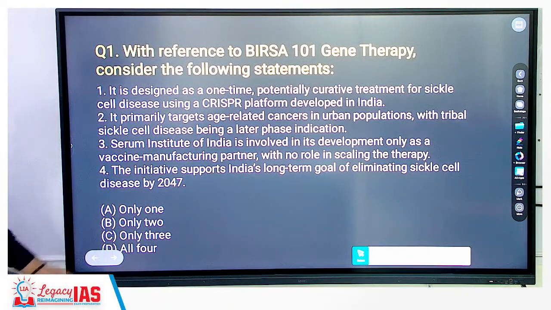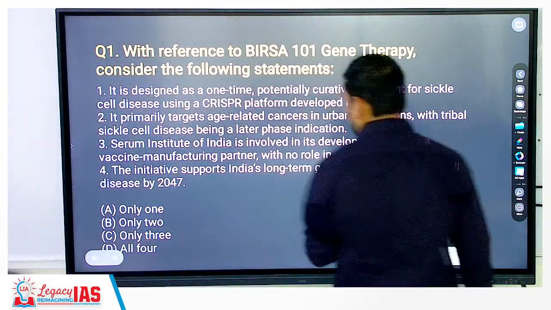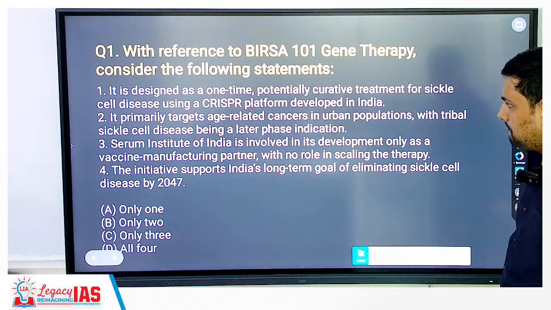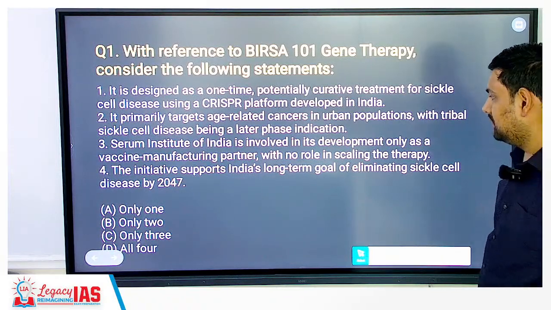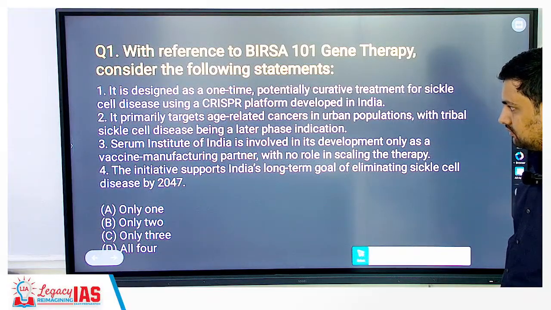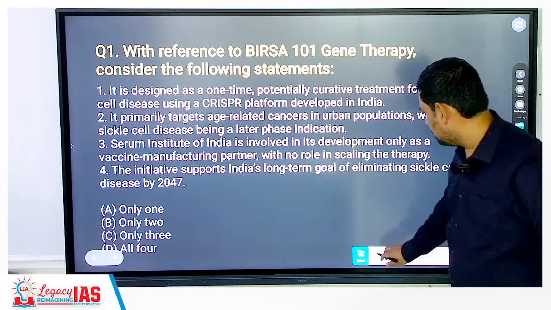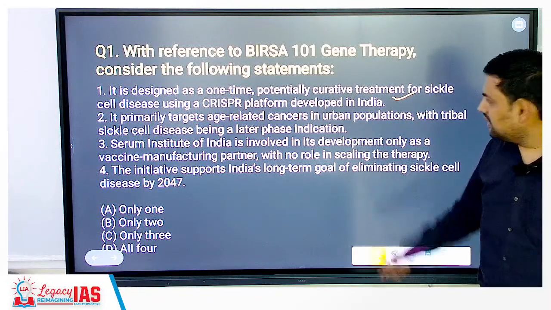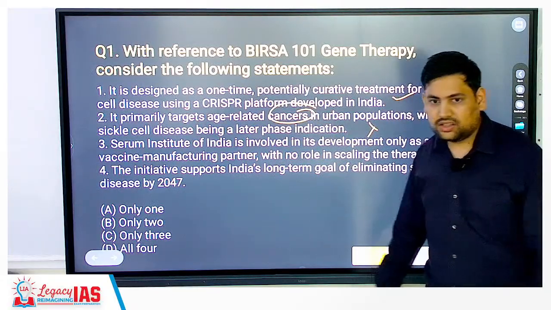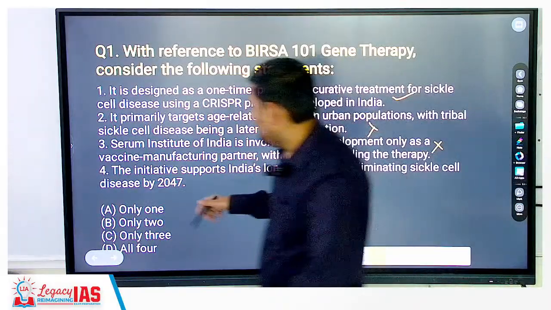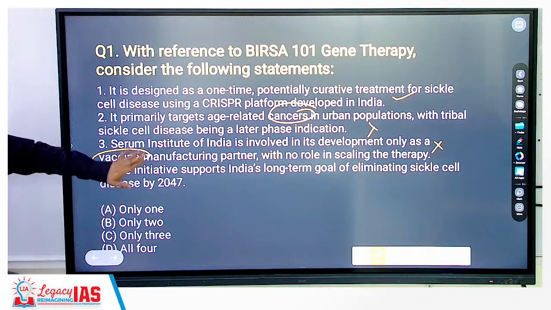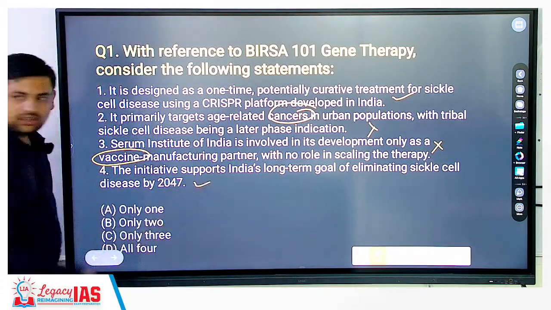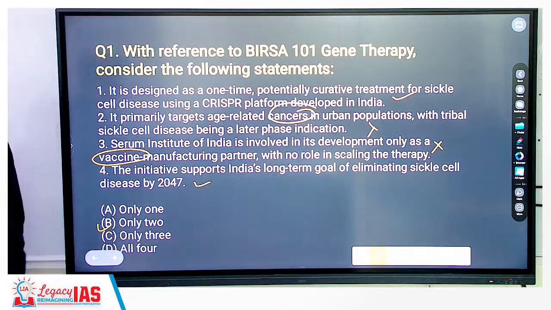Options are only 1, only 2, only 3, all 4. Which one is correct? First one is correct. Then second one, this is not correct. Why? Because this is nothing to do with cancers. Third one is incorrect. This is not about vaccine. This is a gene therapy. And Serum Institute is contributing in that, scaling this therapy. Then next is initiative supports India's long-term goal. This is correct. So answer becomes 2 statements are correct. So only 2.